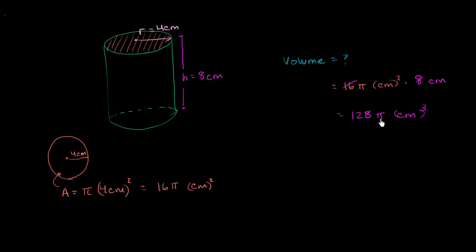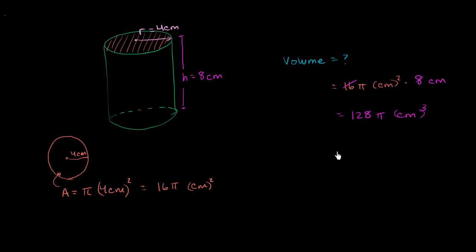And remember, pi is just a number. We write it as pi because it's a crazy irrational number that you could never completely write: 3.14159, it keeps going on, never repeats. So we just leave it as pi. But if you wanted to figure it out, you can get a calculator, and this would be 3.14 roughly times 128. So it would be close to 400 cubic centimeters.